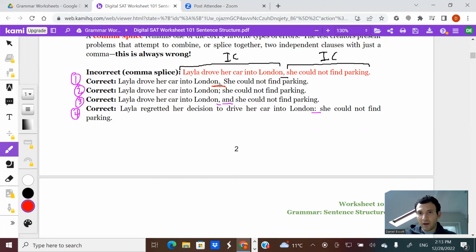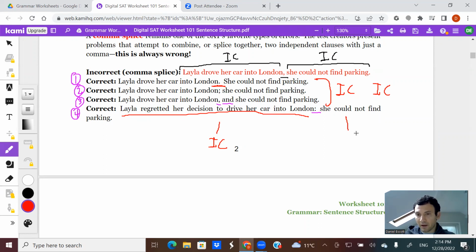A colon is a little different than a full stop, a semicolon, and a comma with a FANBOY. All of these require an independent clause on both sides. This one only requires that you have an independent clause out front, but you must have an IC out front. Layla regretted her decision to drive her car into London. That is a full subject verb, full idea. What happens after the colon is we're going to further explain what we mean. So whatever comes after a colon is a further clarification or explanation of your original assertion. It can be an independent clause, but it doesn't have to be. It could also be a dependent clause. It could even be a list, which you're probably used to seeing.